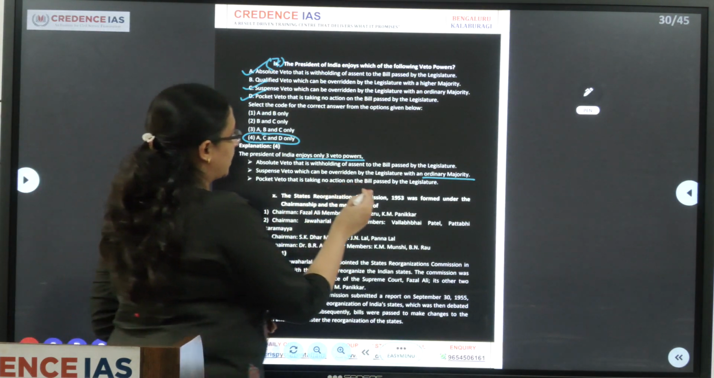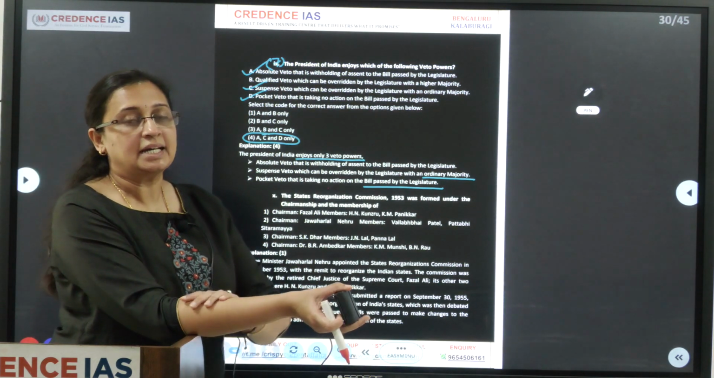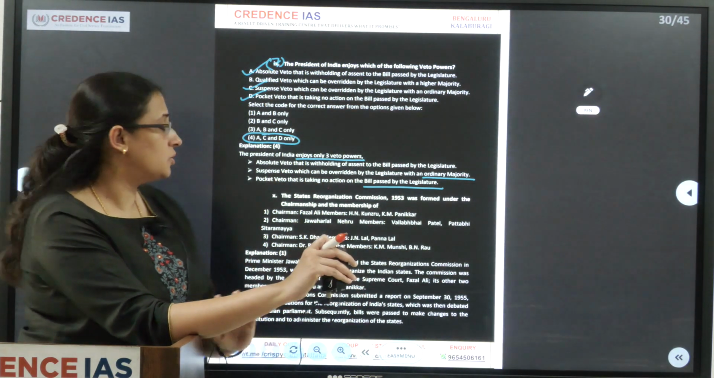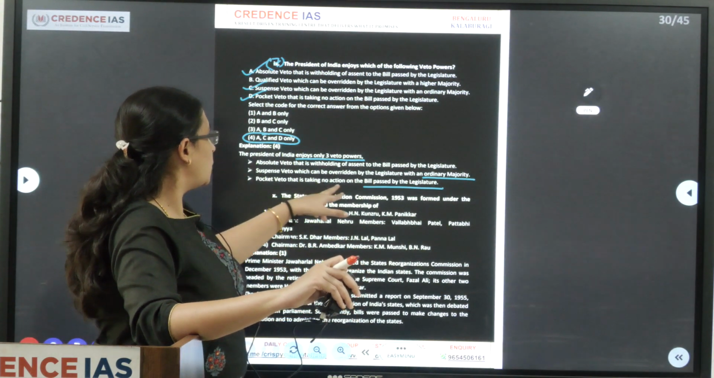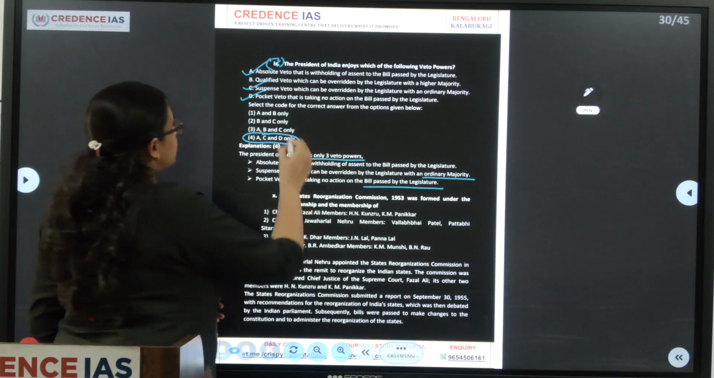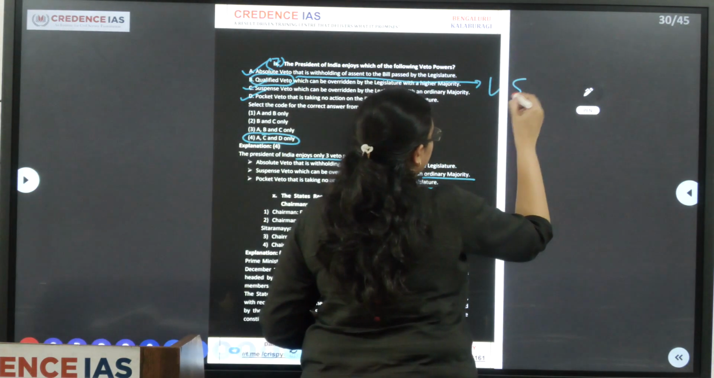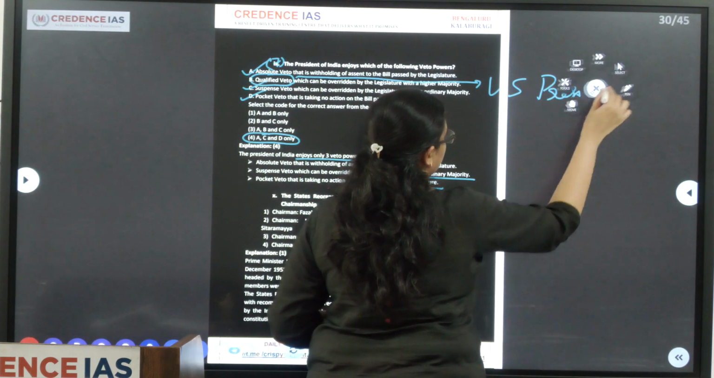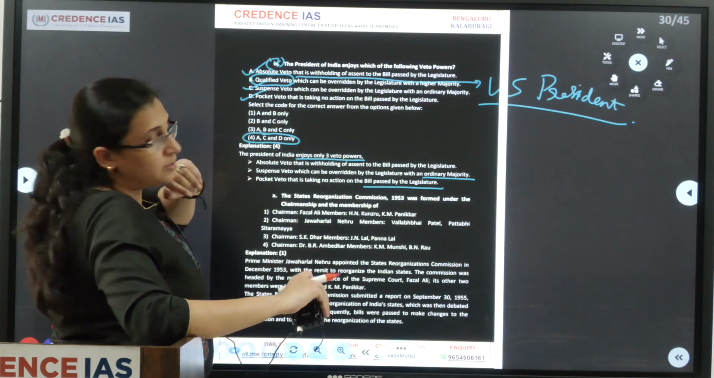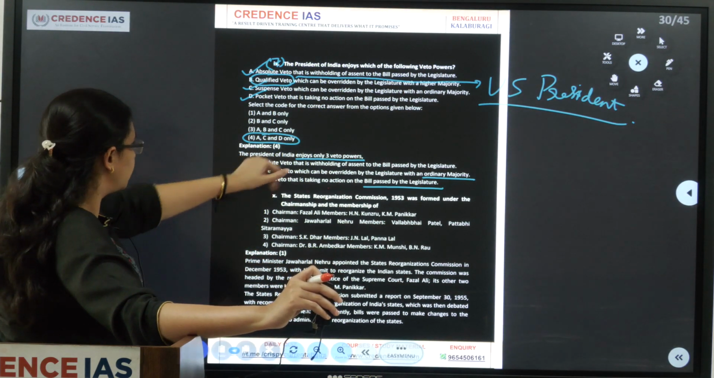Pocket veto is taking no action on the bill passed by the legislature. If a bill is sent to the president, he can either reject the bill or do nothing and keep the bill as it is without taking any action. That bill will lapse. That is pocket veto. So the Indian president has these three veto powers. The qualified veto is available with the US president, not the Indian president. The Indian president has only these three vetoes: absolute, suspense as well as pocket. So the last one is the correct option.